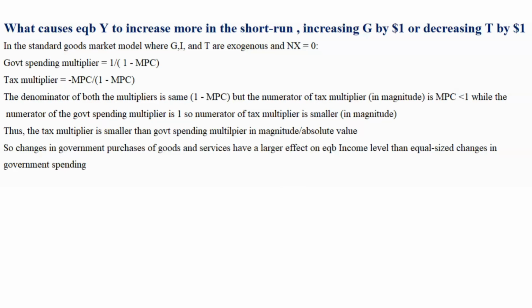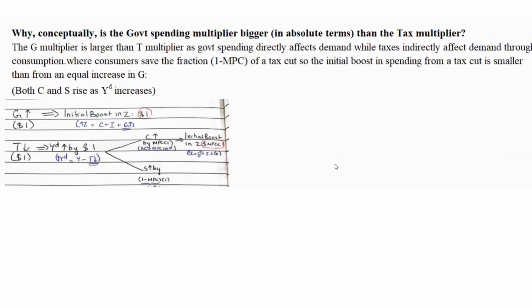Let's look at the conceptual reasoning behind this now. Mathematically, we saw it's because the denominators are the same and the numerator of the government spending multiplier is larger. But what's the conceptual reasoning? The government spending multiplier is larger than the tax multiplier because government spending directly affects demand. G is one of the components of demand. When we write total demand for goods, Z is equal to C plus I plus G. So G directly enters demand.